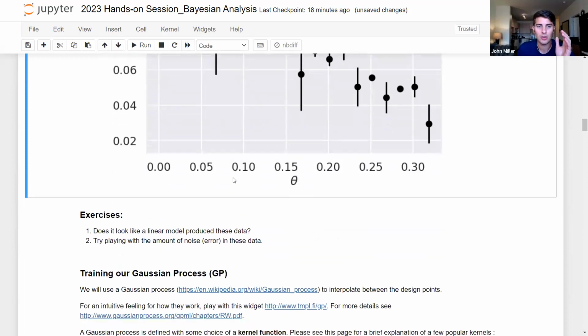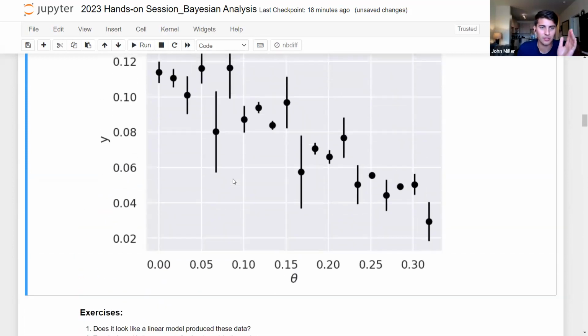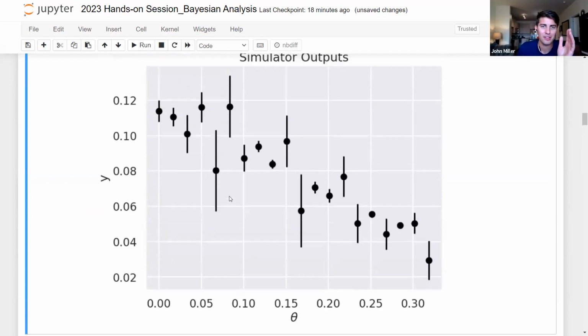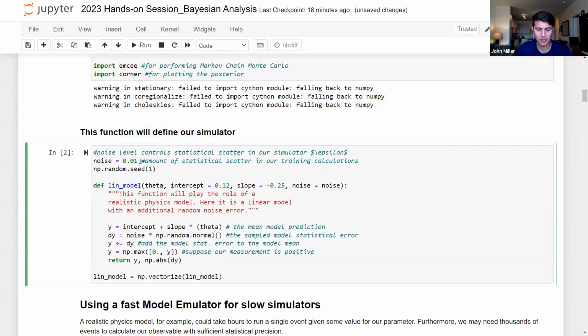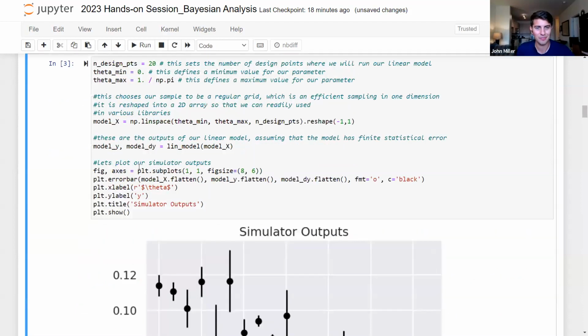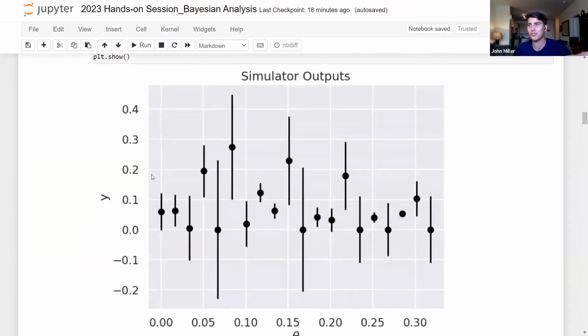Now let's ask a couple of questions here. One, does it look like a linear model generated this data? There's some deviation from that linear trend due to the noise that we see, but roughly you can see that linear trend. Now, if we were to go back a little bit and multiply the amount of noise in the problem by 10 and see what this looks like, suddenly you lose that shape.